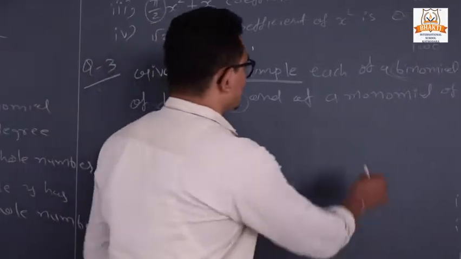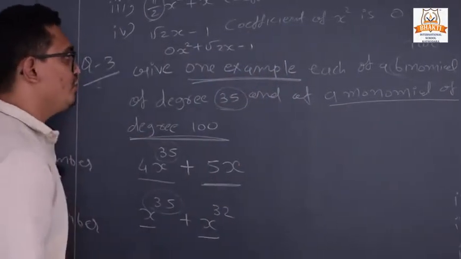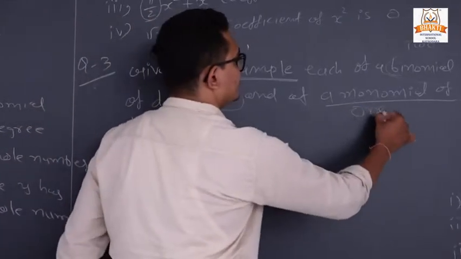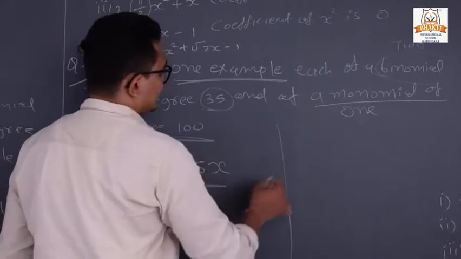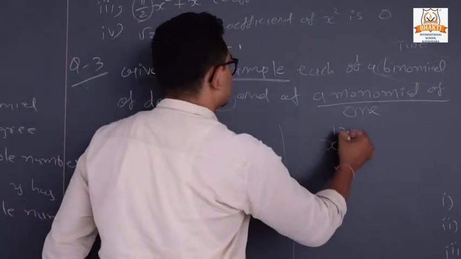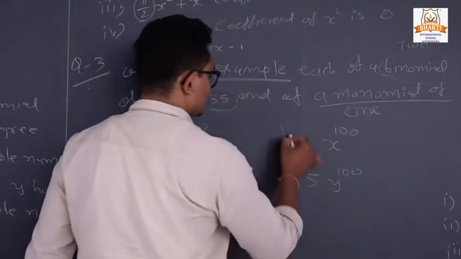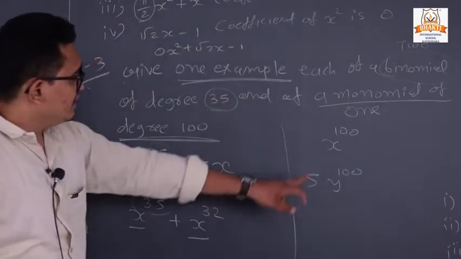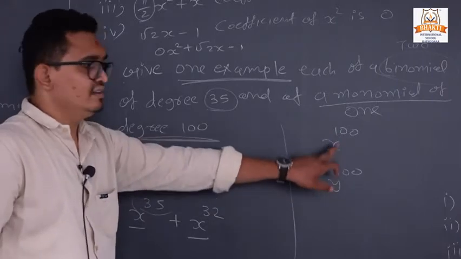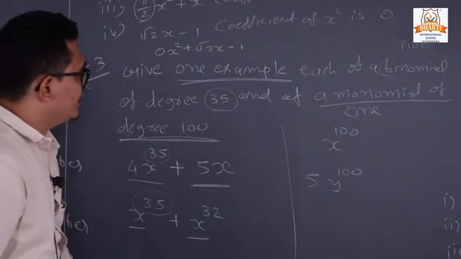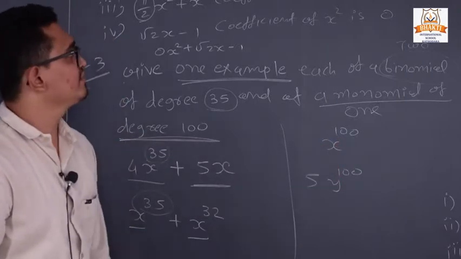They are also asking for a monomial of degree 100. Monomial means what? Only a single term, and the degree is 100. So we can write it like that, x raised to 100, 5 y raised to 100. See these 2 examples. Each has only a single term as well as the degree is 100. So it is a monomial as well as it has a degree of 100.